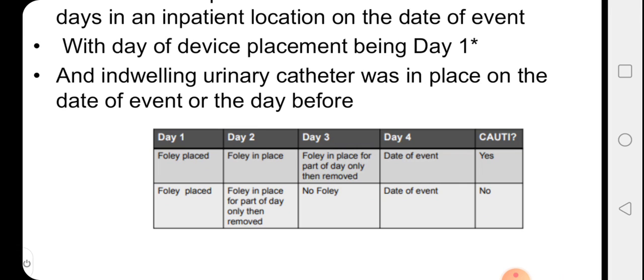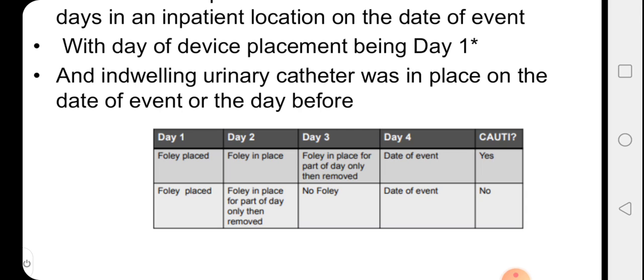If you look into it, was the catheter present for 2 consecutive days? Yes, first day and second day. And when was it removed? It was removed just a day before you detected the CAUTI. So this criteria is fulfilled.